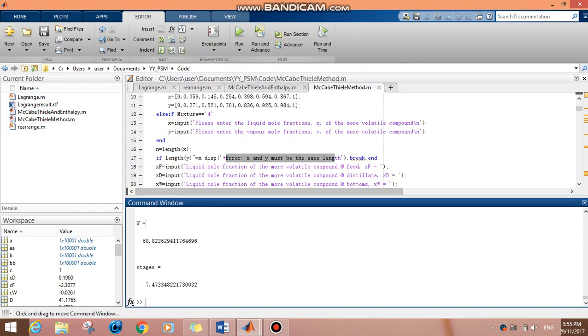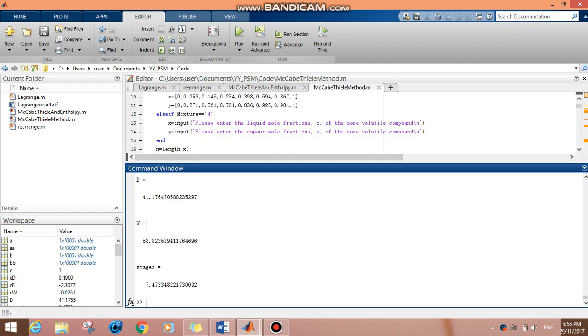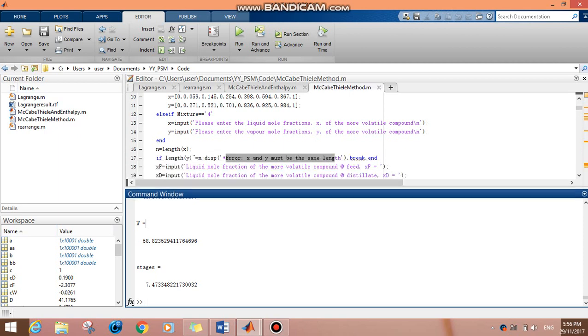The output you get is the distillate flow rate, bottom flow rate, and also the number of stages. This number of stages refers to the number of theoretical trays plus a reboiler. So if you need the number of trays, you need to minus 1. This is basically everything for this simulator.